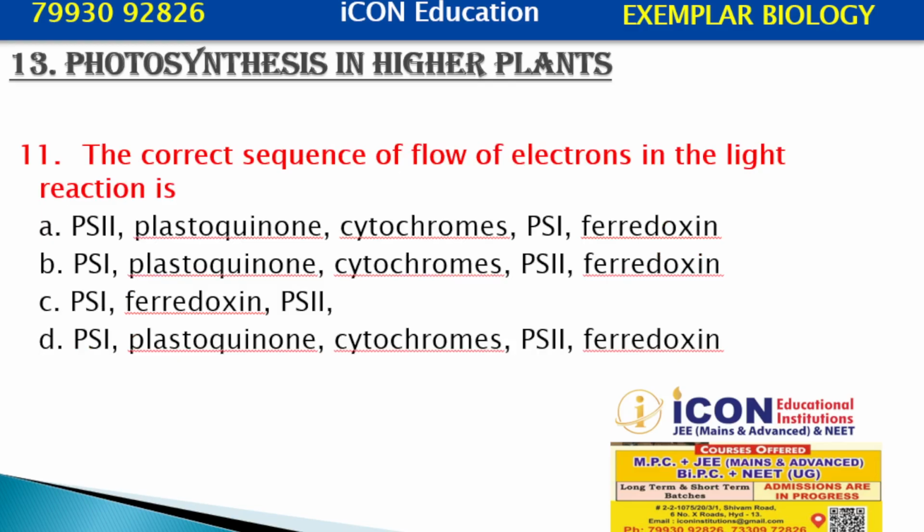Question number 11. The correct sequence of flow of electrons in light reaction is... If you look at the options, in options B, C and D, the starting is PS1. The correct sequence of flow of electrons in the light reaction is starting from PS2, then plastoquinone, then cytochromes, then PS1, then ferredoxin. So the correct option is option A.